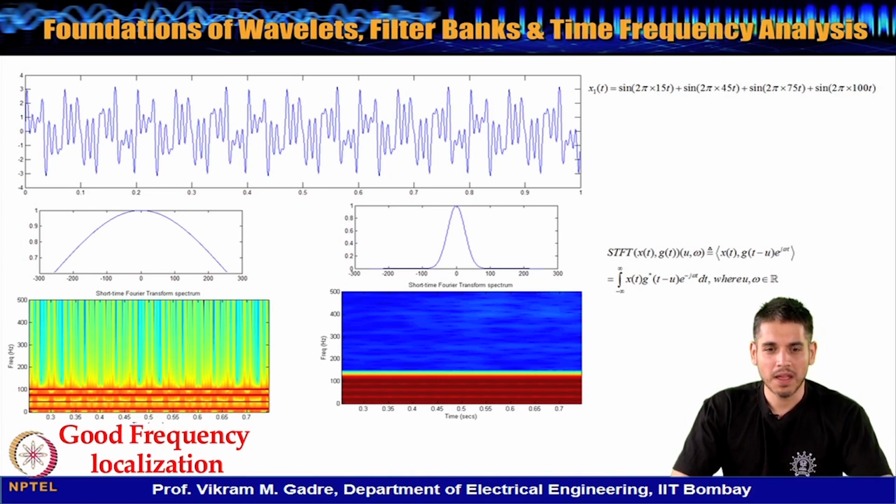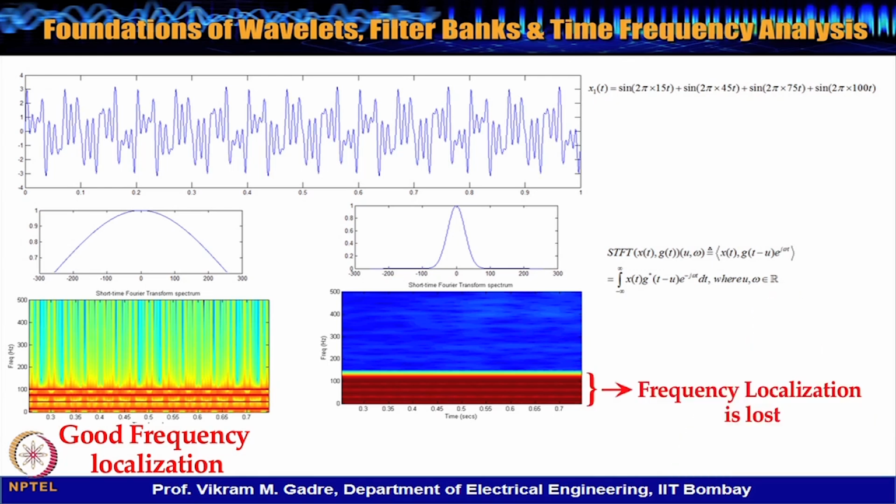While on the right hand side, the analysis which is done with the help of a shorter time length window, the frequency localization is lost. Since in this signal, the different sinusoidal components were present for all time duration, we might not as well care for good time localization. Our aim should have been to identify the different frequency components, and that can easily be done by Fourier transform also.